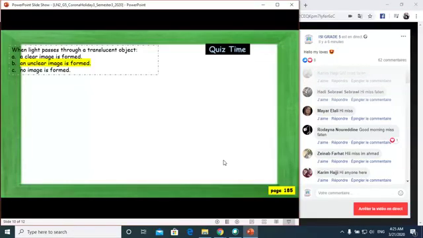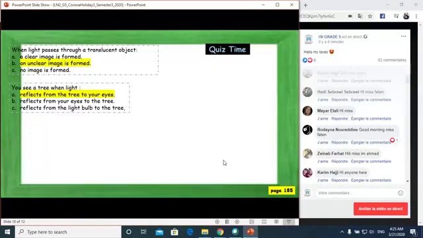So objects are classified into three types. Opaque objects: we cannot see through them, light doesn't pass through them. Translucent objects: some of the light passes through them. Transparent objects: they let almost all of the light pass through them.